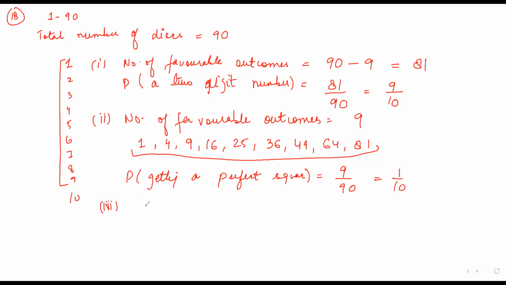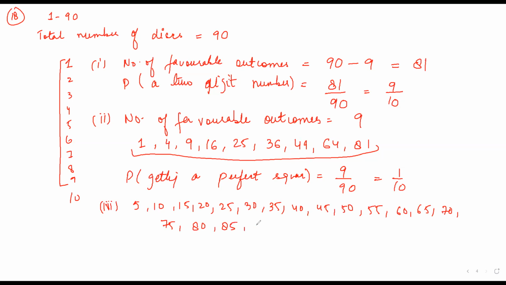Third, a number divisible by 5. The first number will be 5, and then 10, 15, 20, 25, 30, 35, 40, 45, 50, 55, 60, 65, 70, 75, 80, 85 and 90. How many numbers are there? Yes, 18. You can write them like this, or do it in your mind. In one row, 2 numbers are falling, and because it's only up to 90, you can simply do 2 into 9, that is 18. Is this clear, everyone? Yes, ma'am. That way also you can do.